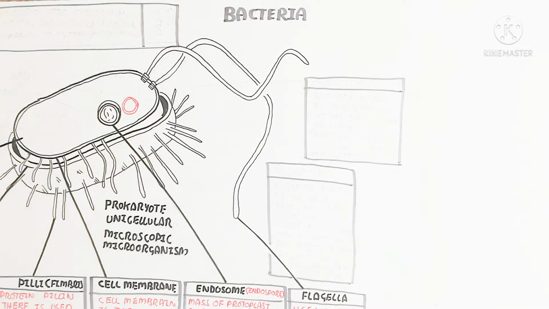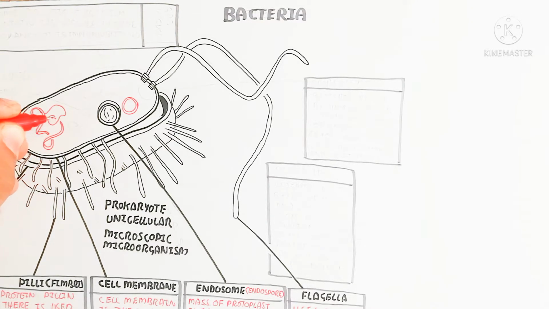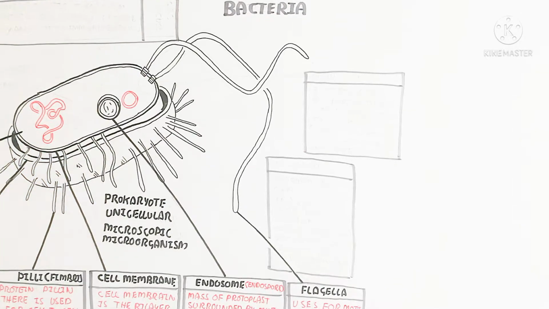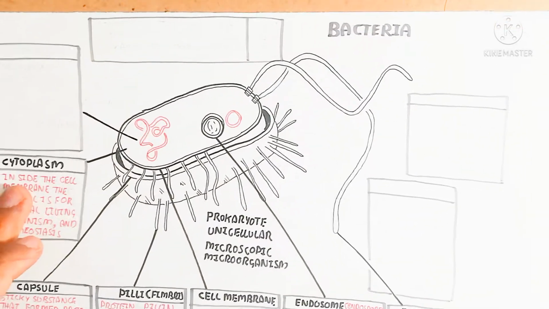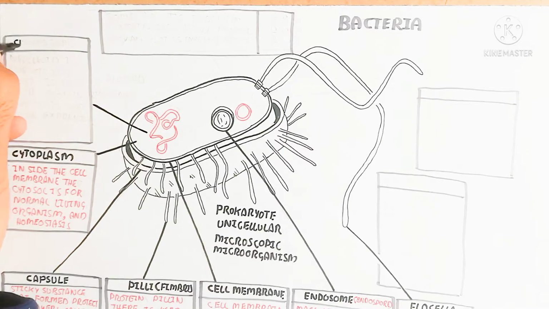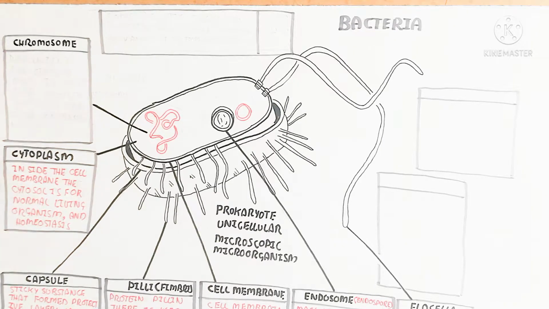Here the red color shows the plasmid, which is extra DNA material. It is used as a vector, and is also known as a vector. And here is the nucleoid. This is the chromosomal DNA.